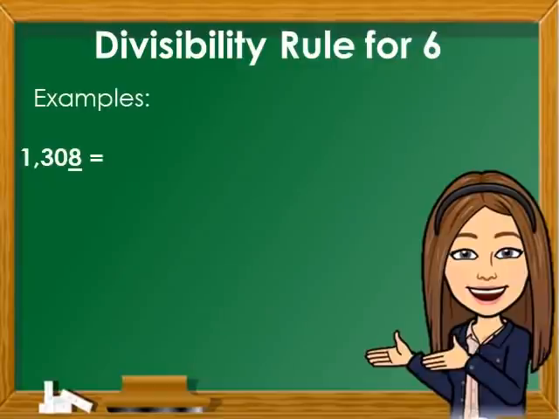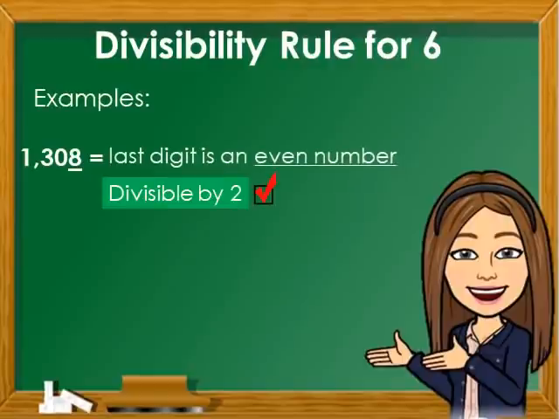We will test if the given number is both divisible by 2 and 3. 1308. The ones place or last digit of 1308 is 8, which is an even number. So 1308 is divisible by 2.